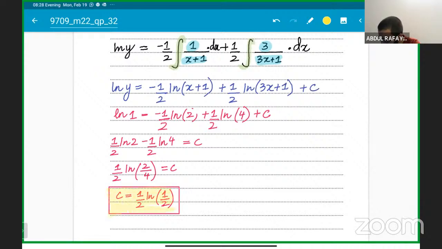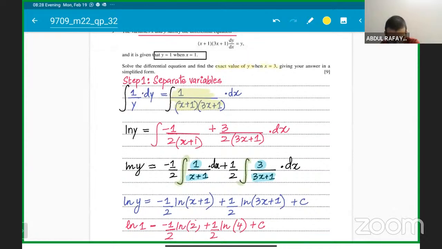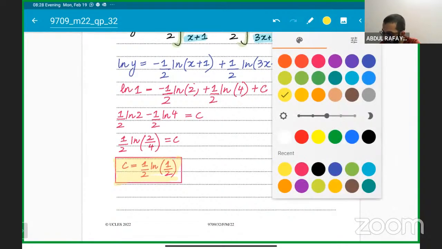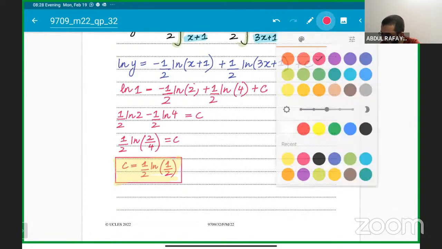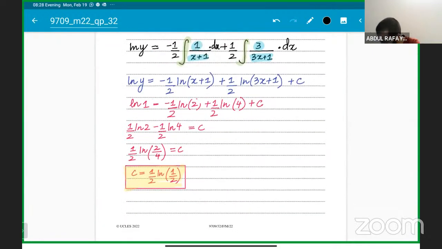Okay, so now what we need is to find the exact value of y when x is 3. Getting it, guys? Clear? Because at the end of the day, they're not asking you to make y the subject. They're asking for an answer in simplified form. Although that means the same thing, eventually they're asking you to make it clean, crystal clear. So here we go. ln y, guys, with me following?